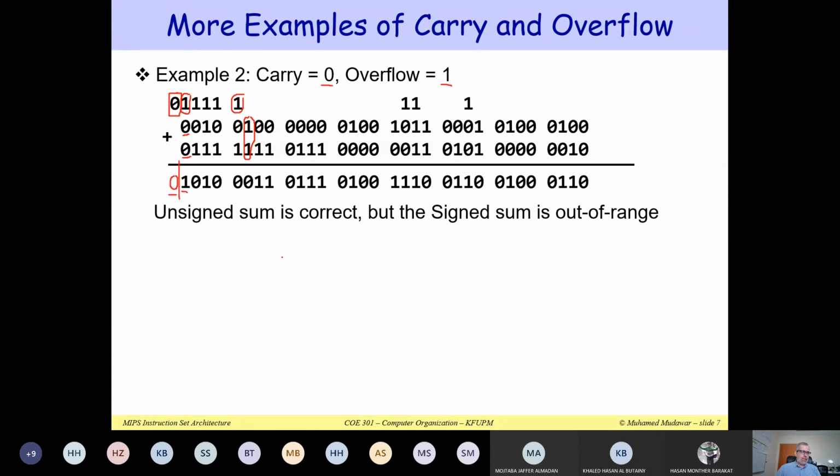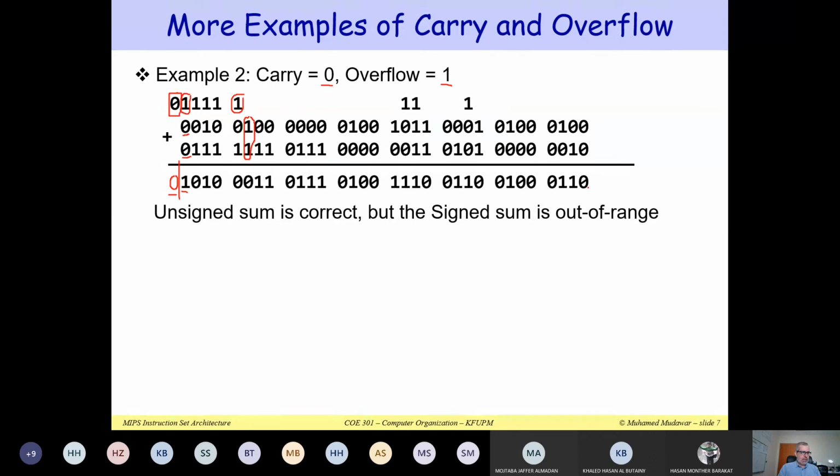And the most significant bit 1 indicates that the number is negative in the 2's complement representation. This is the sign of overflow. I'm adding two positive integers and the sum is negative. If you look at the number as unsigned, it is correct because we did not get a carry. There is no problem. It's within range. But if you look at it as signed, in the 2's complement representation, the sum is negative. It should not be negative.